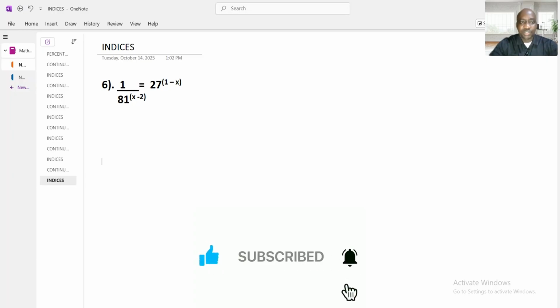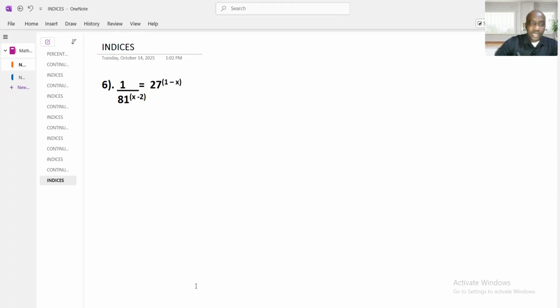Indices, question number 6. We have this question: 1 divided by 81 raised to the power x minus 2 equals 27 raised to the power 1 minus x. Let me write out the question.